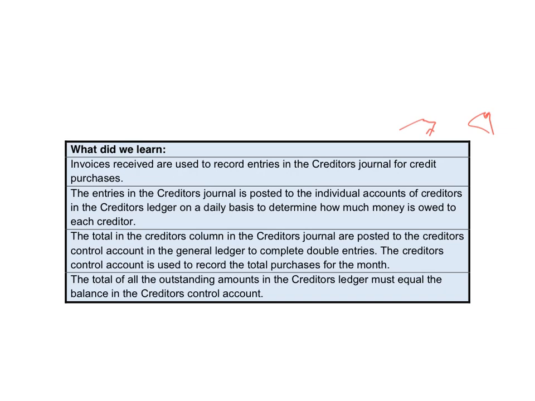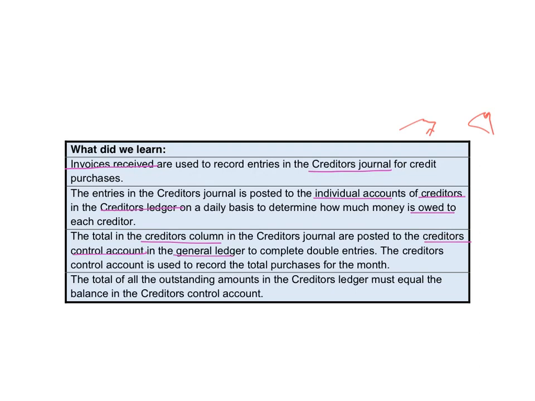What did we learn? When we buy goods on credit, we will receive invoices, and we will use these invoices to record the credit purchases in the creditors journal. The entries in the creditors journal are posted to the individual accounts of your creditors in the creditors ledger on a daily basis so that you can determine exactly how much money is owed. The total of the creditors column in the creditors journal is posted to the creditors control account in the general ledger to complete the double entries.